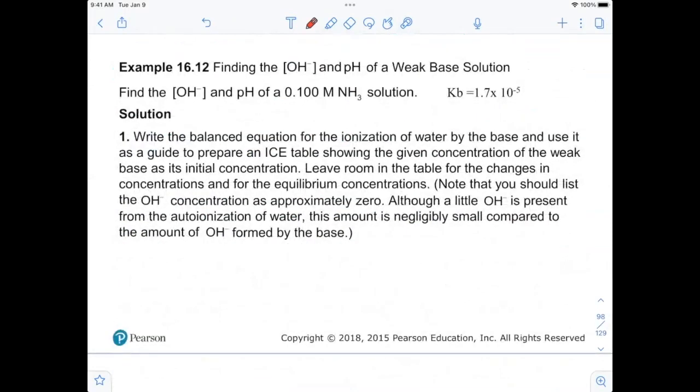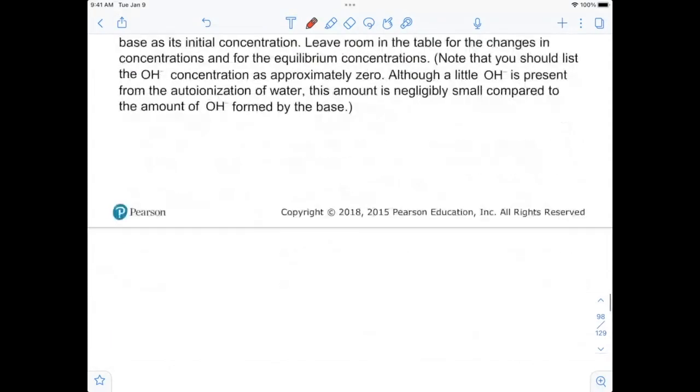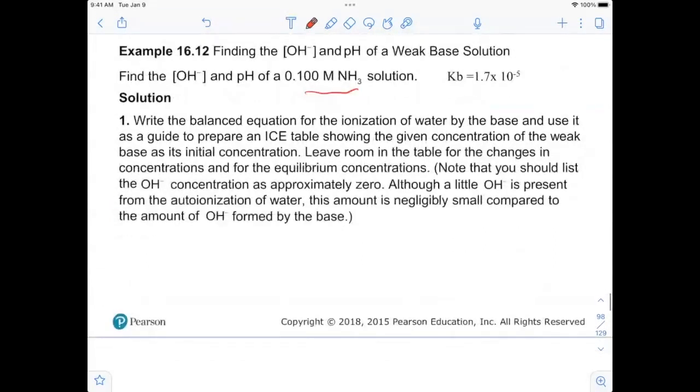Okay, now we're going to be finding the OH and the pH of a 0.1 molar NH3 solution. Let me get some water here. Since we have Kb and this whole number is smaller than 1, we know it's a weak base, right? Plus, it's not a metal hydroxide. Plus, it's a nitrogen base. So for sure, it's a weak base. Because of that, we're going to be using 0.1. So write the Kb here. Kb is equal to 1.7 times 10 to the negative 5.